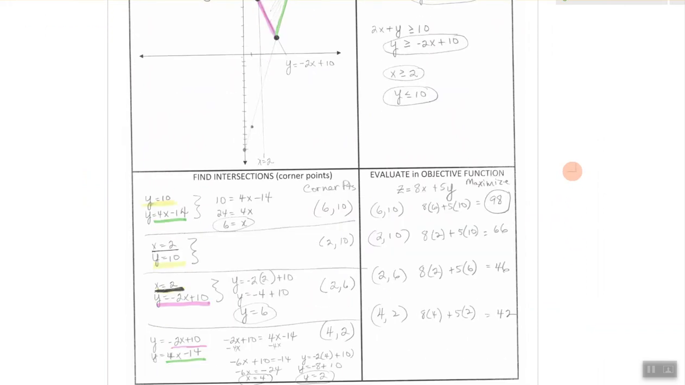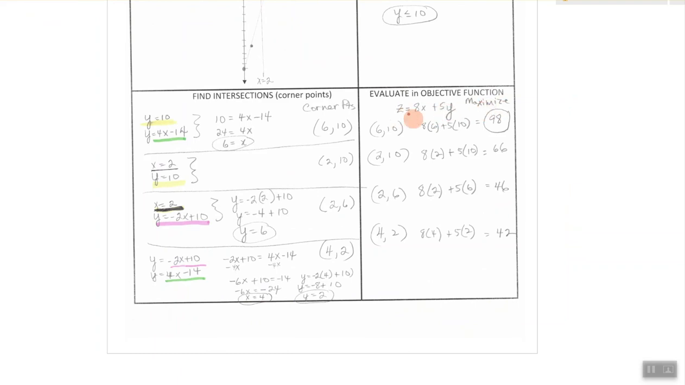I go back to where I had my maximize function that I started with, and I write those 4 points right there. 1, 2, 3, 4. Then I plug each of those into this 8x plus 5y, and I get a number. I did it 4 times, plugging in x was 6, y was 10, x is 2, y is 10, that sort of thing. And I'm trying to maximize, so I am looking for the largest number when I plug those in. That is my max. And it occurs when x is 6 and y is 10.